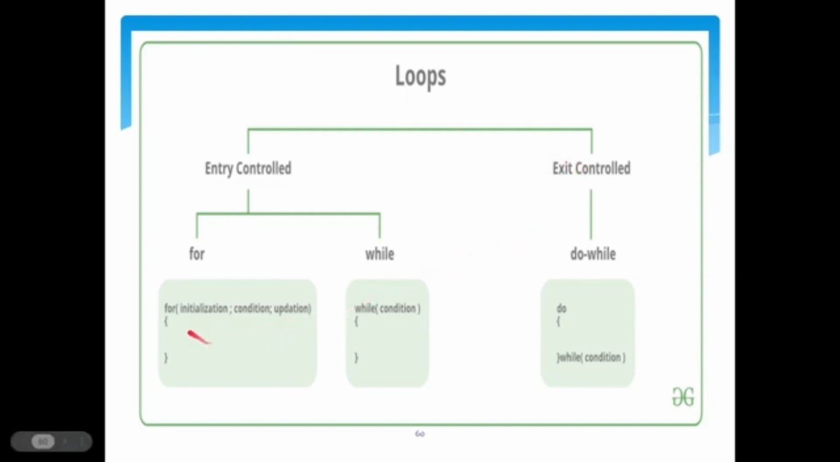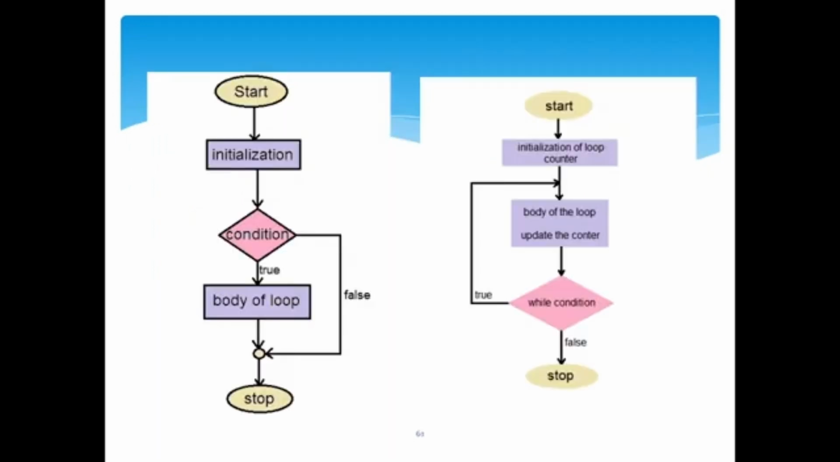You can check the basic syntaxes. For the for loop: initialization, condition, and updation. For while, giving a condition. And for do, executing a block of statements, and after that we write while condition. This is about entry control and exit control loops.